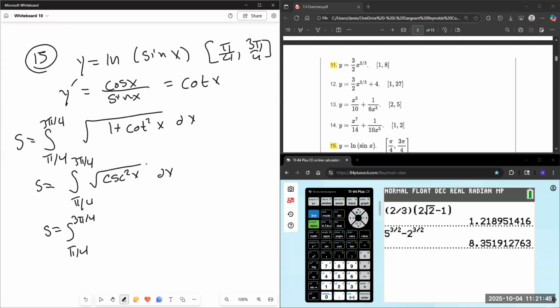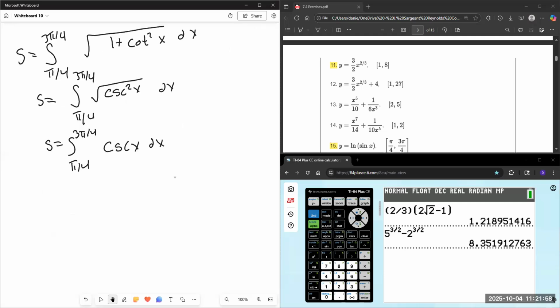That happens a lot with trig functions, that we use Pythagorean identities to rewrite to get a perfect square underneath the square root and then make the square root go away. Now we just learned about the integral of cosecant recently, so that's a negative ln of cosecant x plus cotangent x, or you could write that with the minus inside there instead of the plus. Your choice. This goes from pi over 4 to 3 pi over 4.